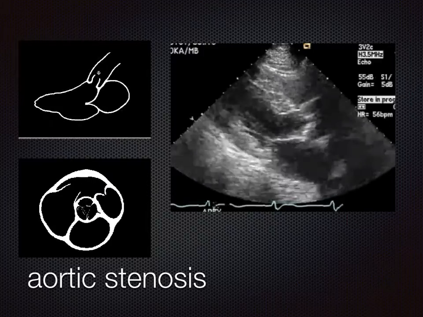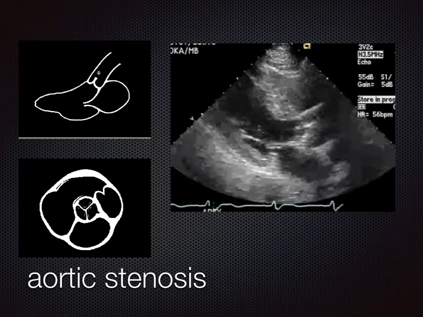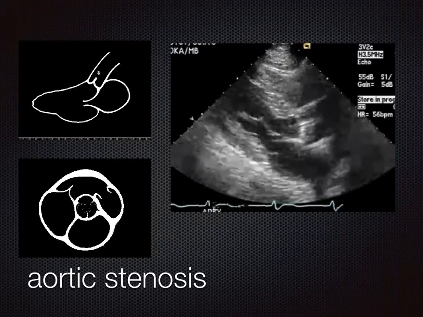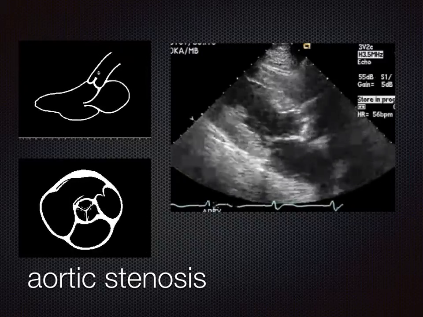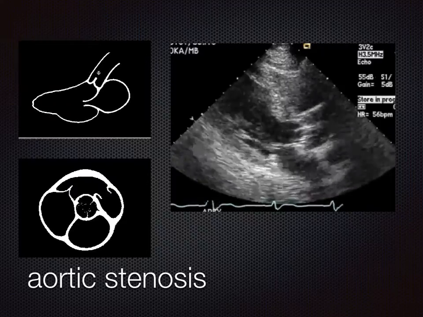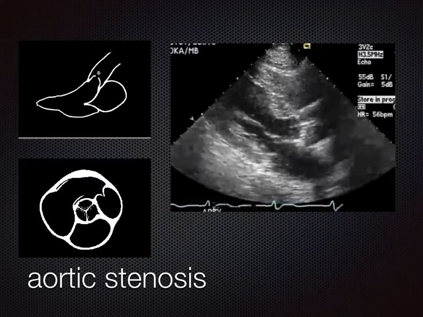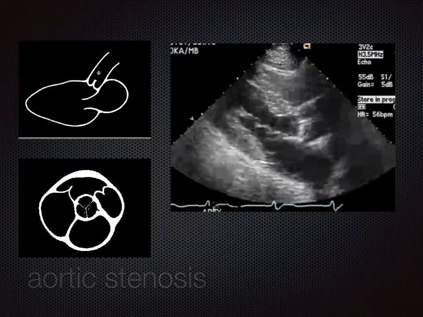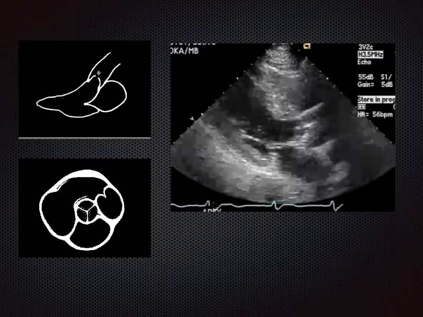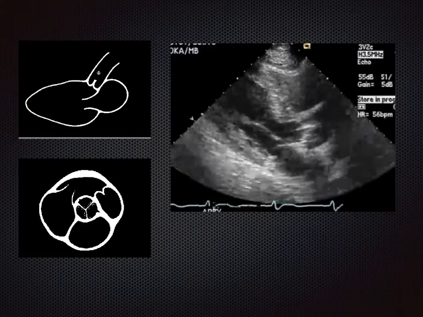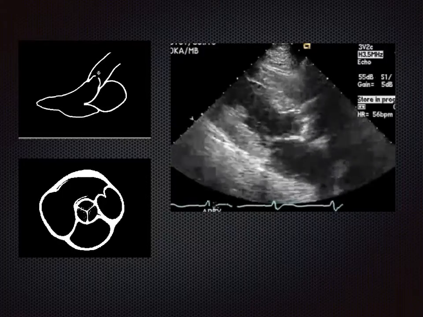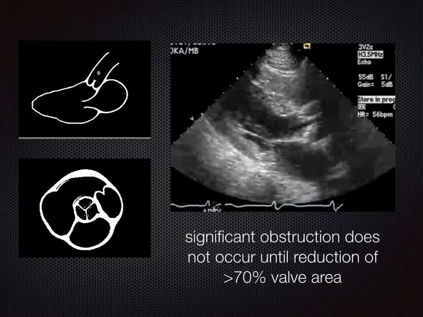Okay, so here's a parasternal long axis view and some schematic diagrams just showing the problem with the aortic valve. You see that it's thickened, so it looks much brighter than you would expect, and it's not opening that much. So when do we get obstruction? Often the valve has to be significantly diseased before it causes significant obstruction, so greater than 70% of the valve area often needs to be affected.